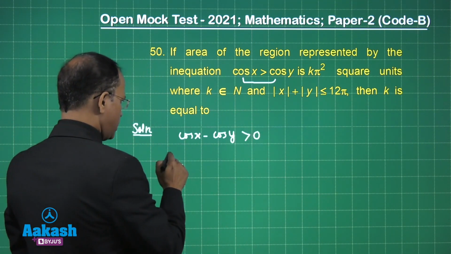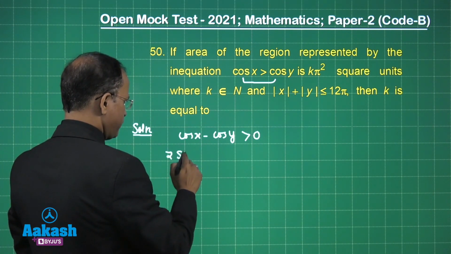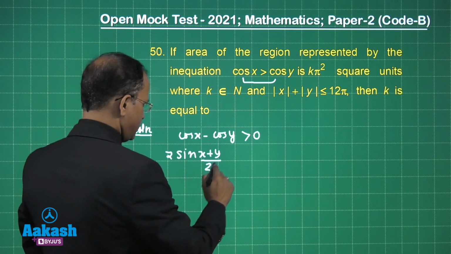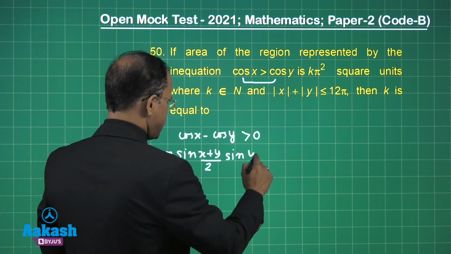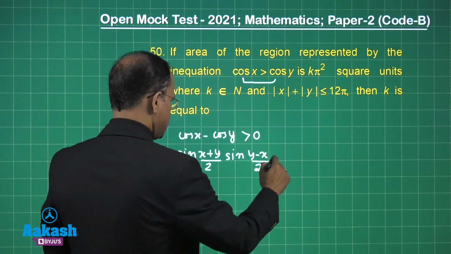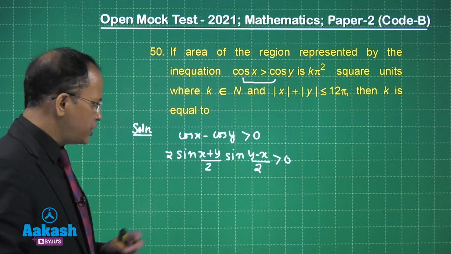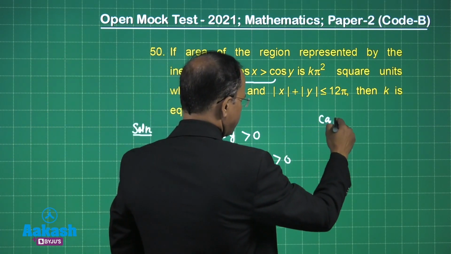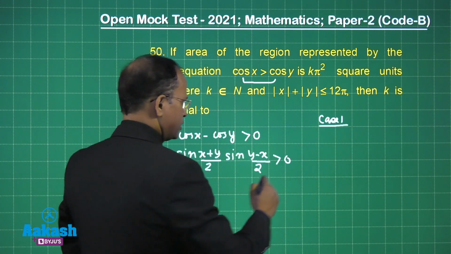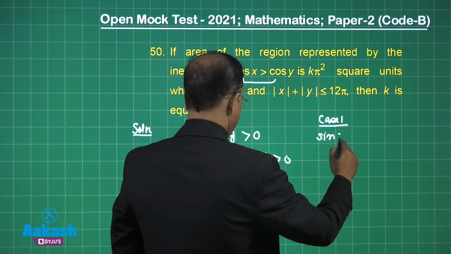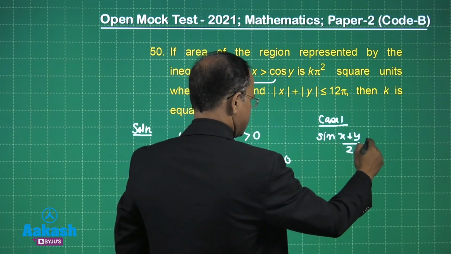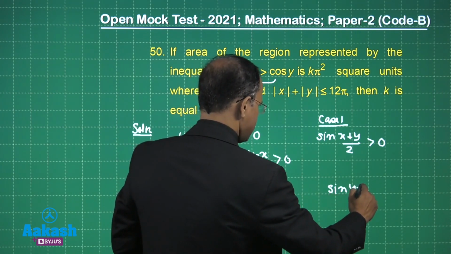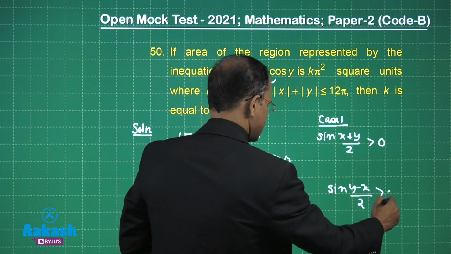Now we can write this as 2 sine of (x plus y) divided by 2, that is the cos C minus cos D form, and then sine of (y minus x) divided by 2, and this is greater than 0, right? Now you can see there are 2 cases we can create. One is case 1. This is nothing but sine of (x plus y) divided by 2 is greater than 0, and sine of (y minus x) divided by 2 is greater than 0. Okay, this is what we have.